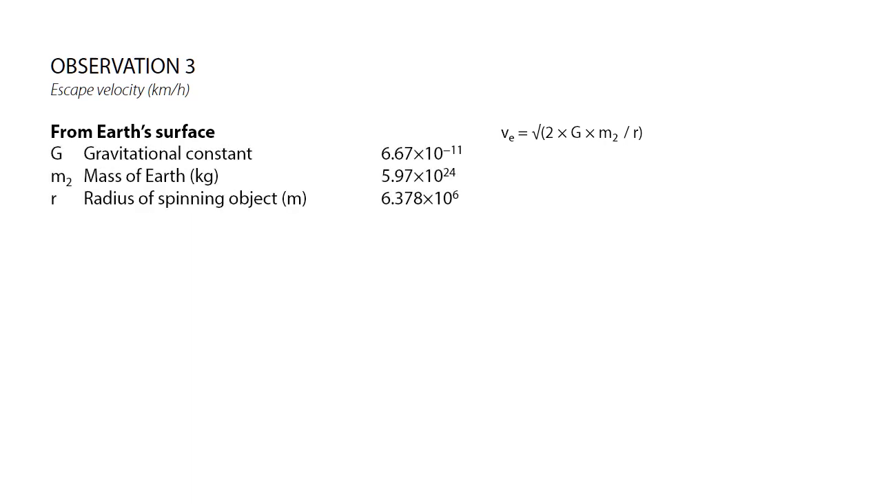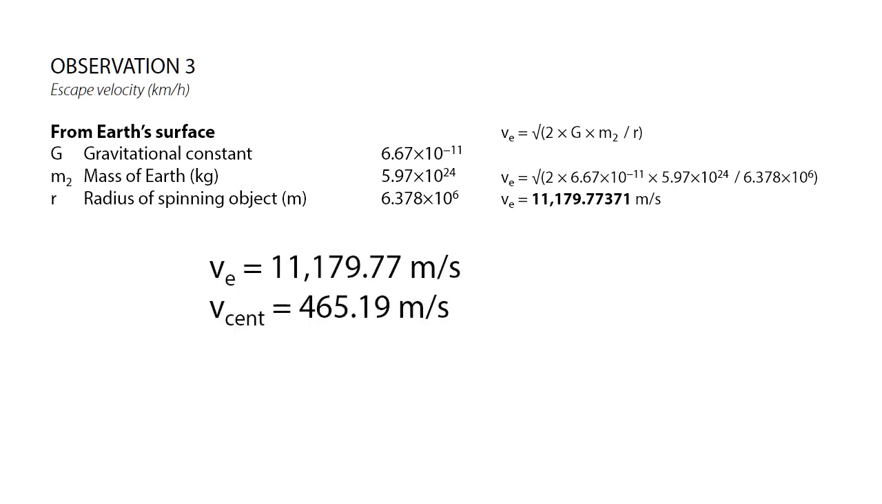Here are the relevant numbers from observation 1. Crunch the numbers, and we see that the escape velocity from the Earth is a very high number, a bit over 11,000 meters per second. Compare this to the velocity of the Earth's spin, and it's obvious that the liter of water doesn't come close to achieving escape velocity. The conclusion is clear. Earth doesn't spin fast enough to throw anything off its surface into space.